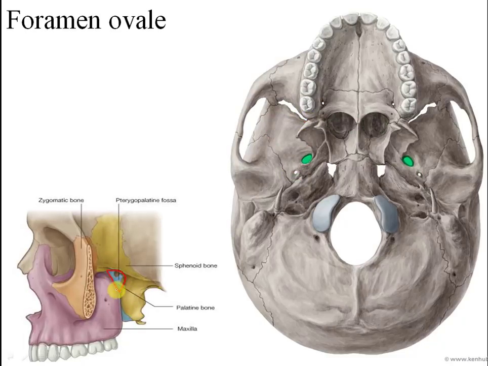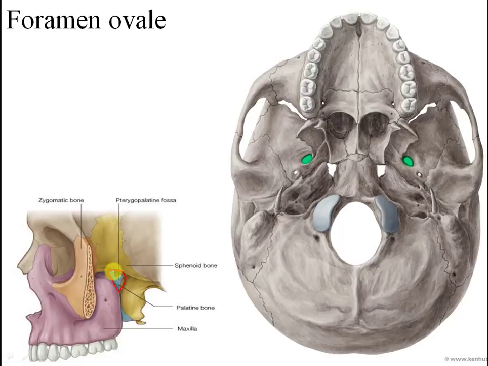This small triangular fossa is the pterygopalatine fossa. Here is the sphenoid bone. This is the greater wing of sphenoid, and this is the lateral pterygoid plate of sphenoid bone. Why did we name this fossa the pterygopalatine fossa? Because here is the vertical part in blue, the vertical part of the palatine bone, and here is the lateral pterygoid plate, so this fossa is called the pterygopalatine fossa.